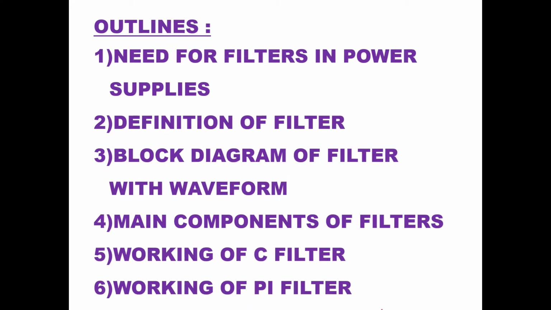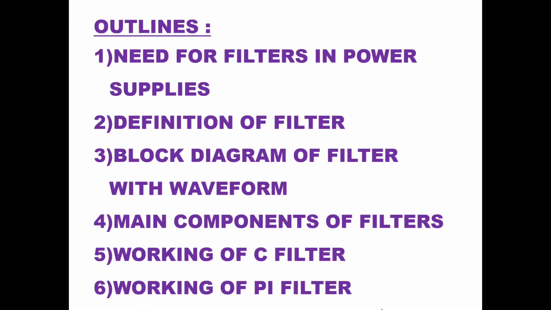Second point is the definition of a filter, that is, what is a filter. Third is a block diagram of a filter with waveform. Fourth is the main components of filters. Fifth is the working of a C filter, and sixth is the working of a pi filter. So C and pi will be the two types of filters that we are studying.